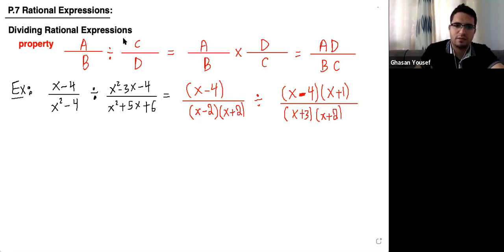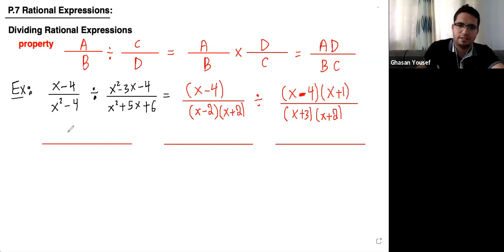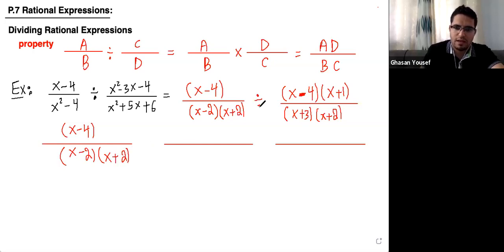Now we're doing the same things for this property. We put the first fraction without any change. The first fraction, and the second fraction, we have to flip the second fraction, and between the two fractions is multiplication. So now we can get x minus 4 over x minus 2, x plus 2, and the symbol here is, instead of dividing by using this property a over b divided by c over d, we have to put the multiplication sign.